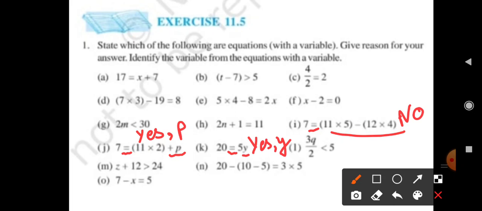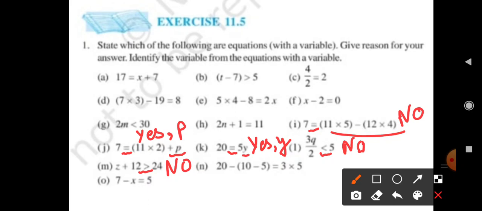Now check the L part. The equality sign is missing. This is a less than sign. This is an inequality. This sign is called inequality. This is not an equal to sign. So this is not an equation because the equality sign is missing. Again, the same reason for the M part. No, this is not an equation because again the equality sign is missing here.